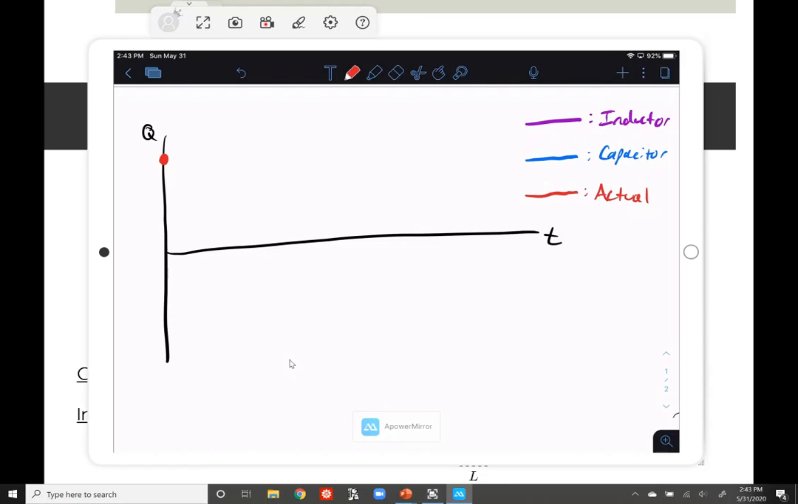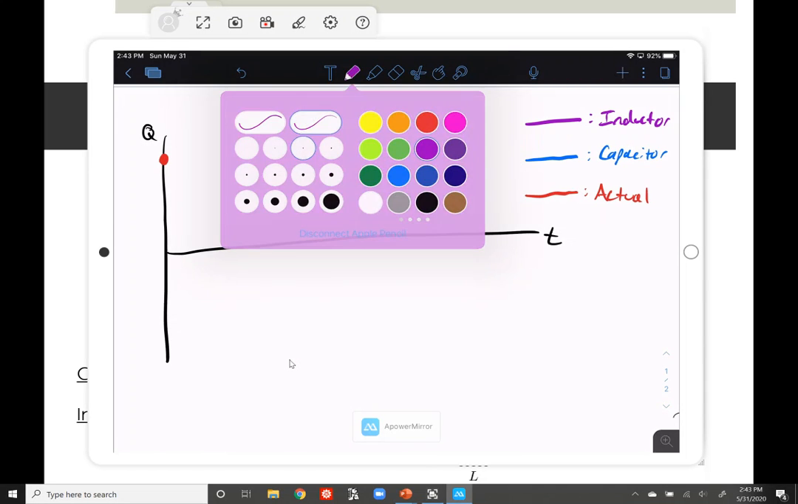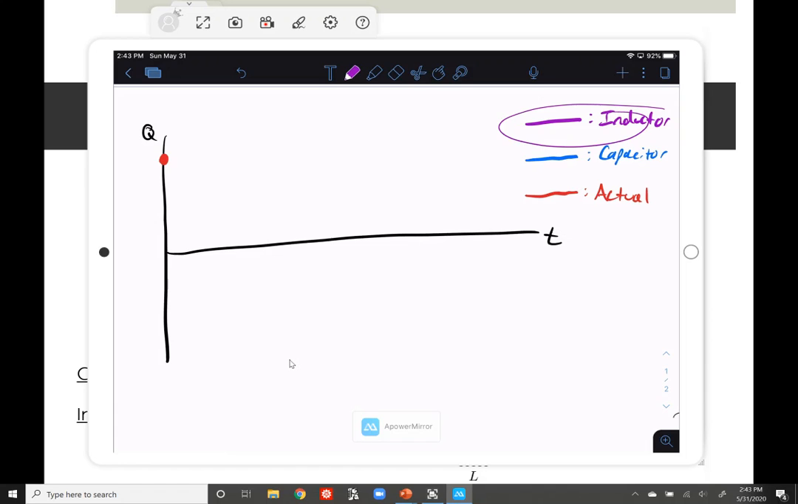I'm going to represent that on my graph by going step by step and saying what the inductor wants to have happen, what the capacitor wants to have happen, and then the actual behavior is going to be some combination of the two. Let's start with the scenario at hand: we're plotting charge over time, and we have begun with the capacitor having some amount of charge here. This is what the problem has told us where we are beginning.